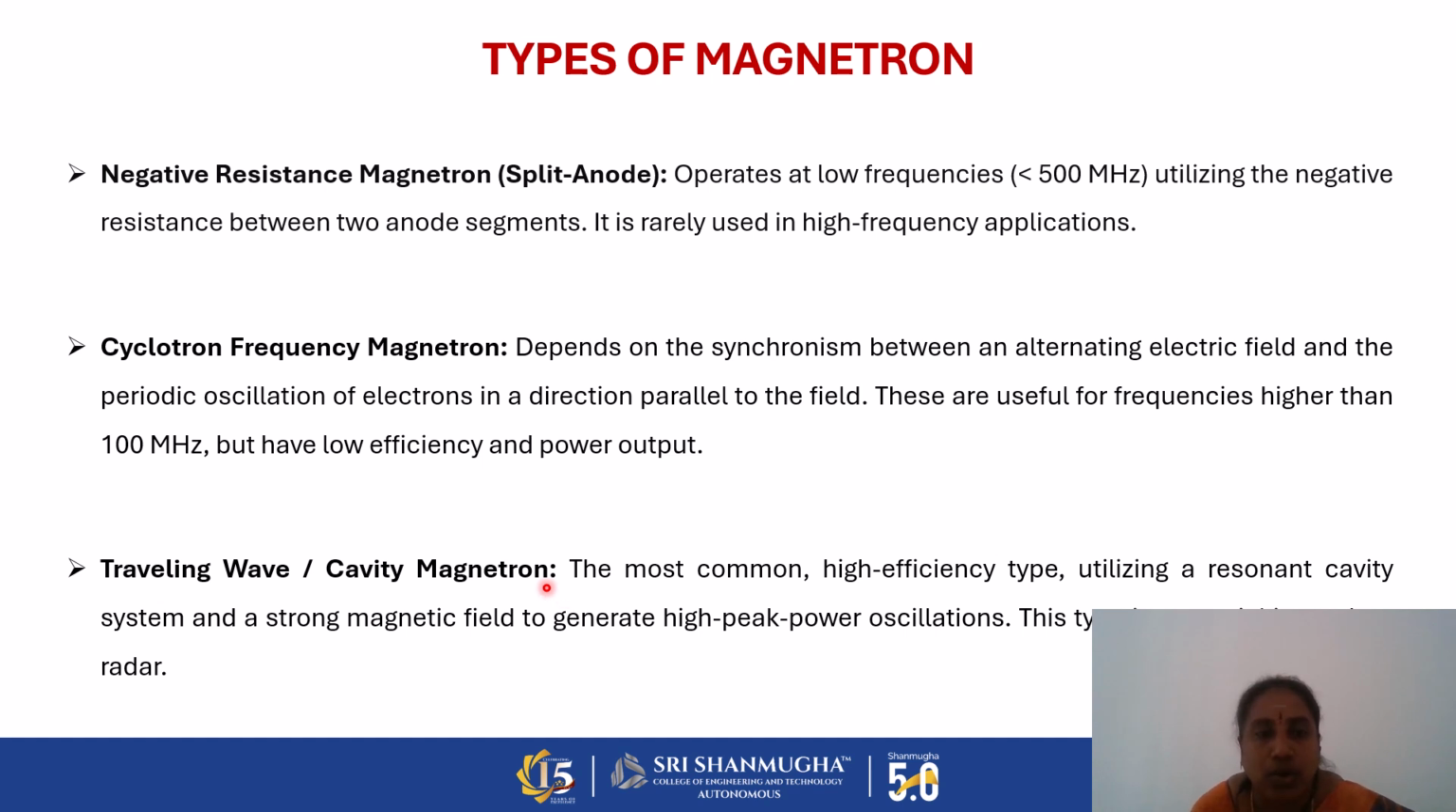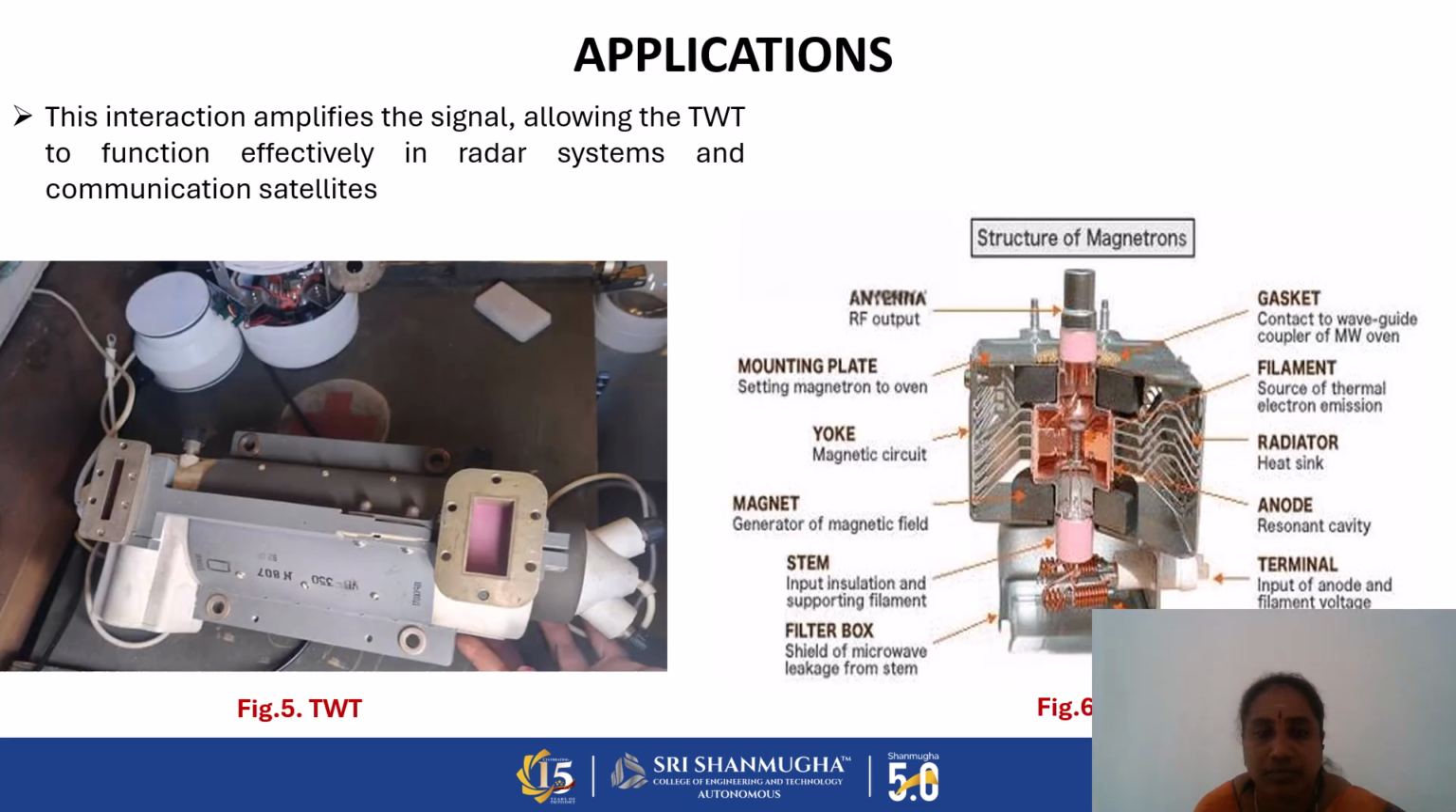So the split anode and cyclotron frequency magnetron operate only in the megahertz range, while the traveling wave and cavity magnetron operate in the gigahertz range, that is, high frequency. Compared to the low frequency types, the cavity magnetron provides a high power level in the entire microwave system. So we use the cavity magnetron types in practical applications.